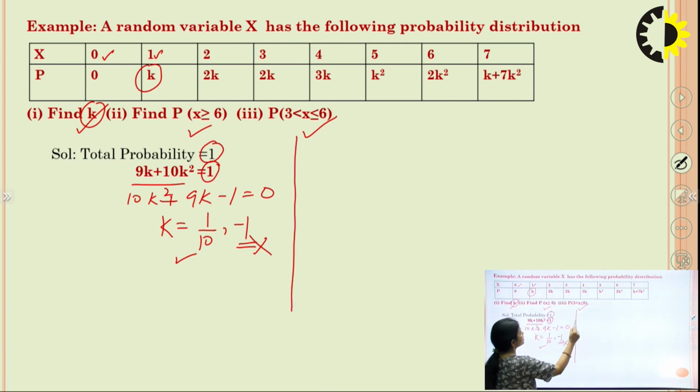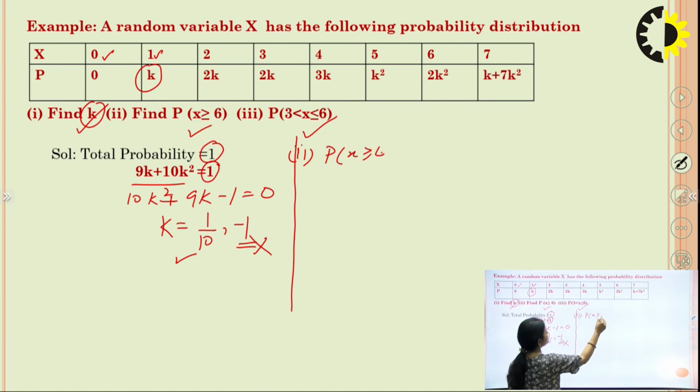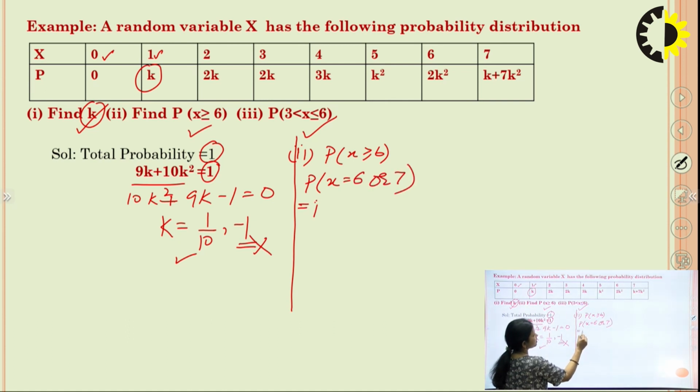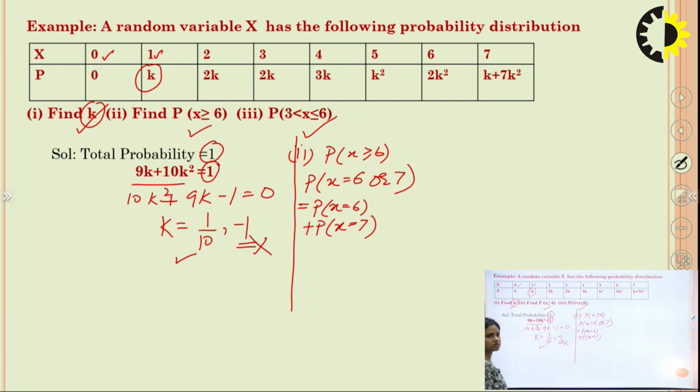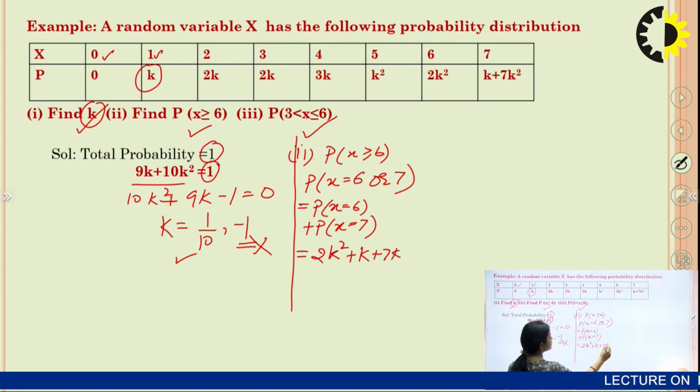Now come to the second part. In the second part, we have to find the probability of x greater than or equal to 6. See here, x greater than or equal to 6 means x can take value 6 or 7. Now you can apply the addition law of probability. Then this probability can be obtained by probability of x equal to 6 plus probability of x equal to 7. From the table, the probability of x equal to 6 is equal to 2k square, and the probability of x equal to 7 is k plus 7k square. So this is equal to 9k square plus k.